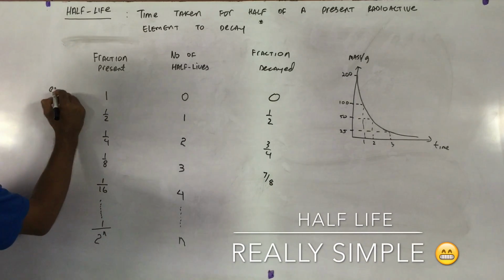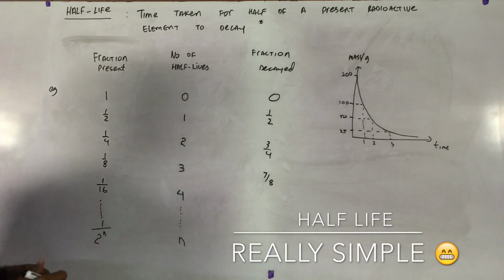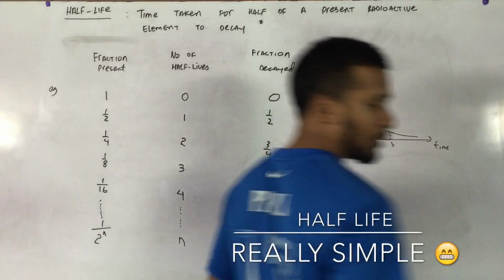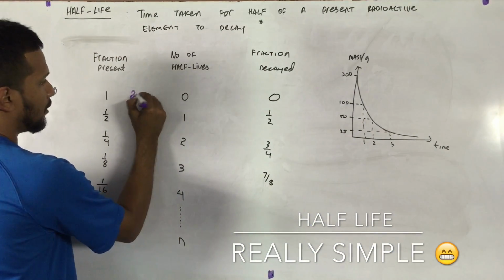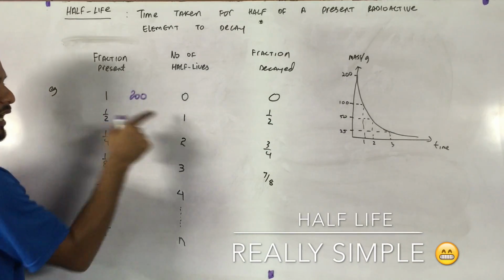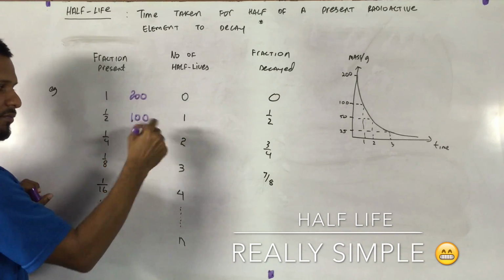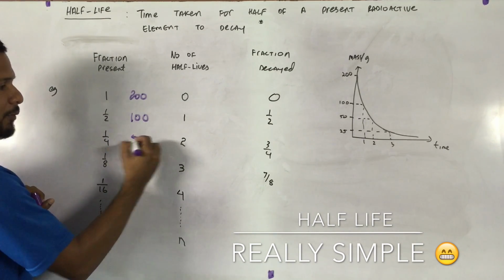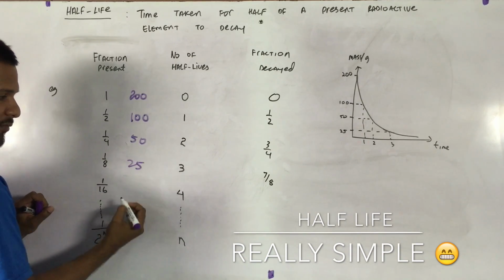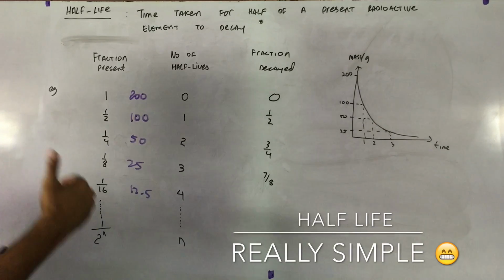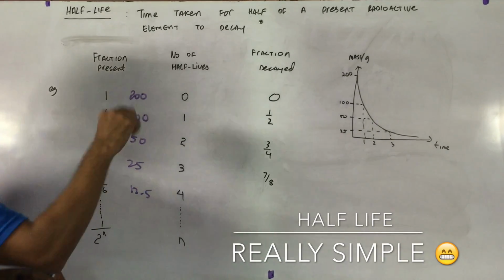For example, let's say we started off with 200 grams of something. 200 grams of some radioactive element. So, after 1 half-life, what will have happened? After 1 half-life, 100 grams will remain. Make sense? And next half-life, 50 grams will remain. After the next half-life, 25. Next half-life, 12.5, and so on and so on. Right? So every half-life, half of what is present is decayed.